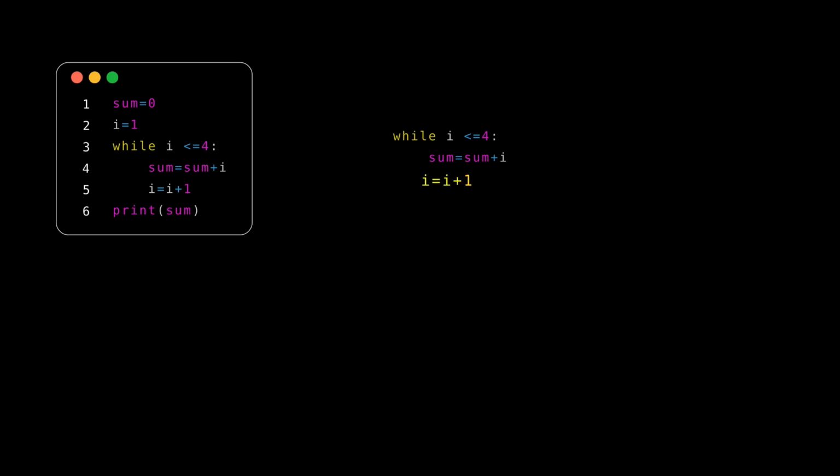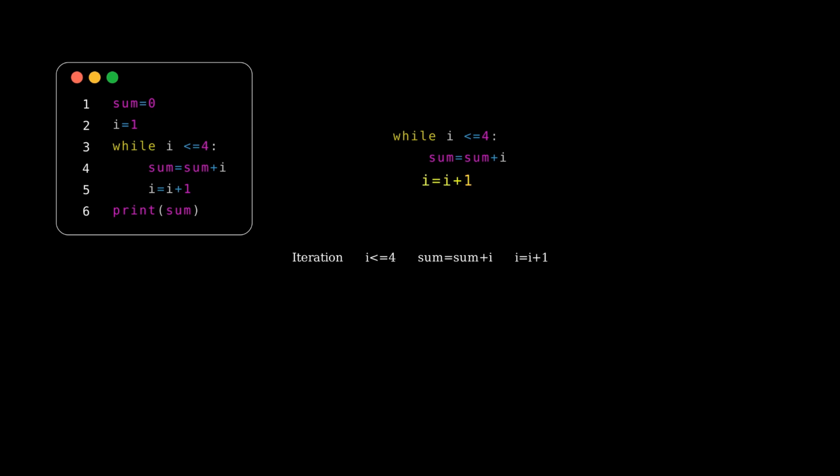To make you understand it very clearly, I have made a table of variables and expressions. The first column is iteration. The second column is i is less than or equal to 4. The third column is sum is equal to sum plus i. And the fourth column is i is equal to i plus 1.